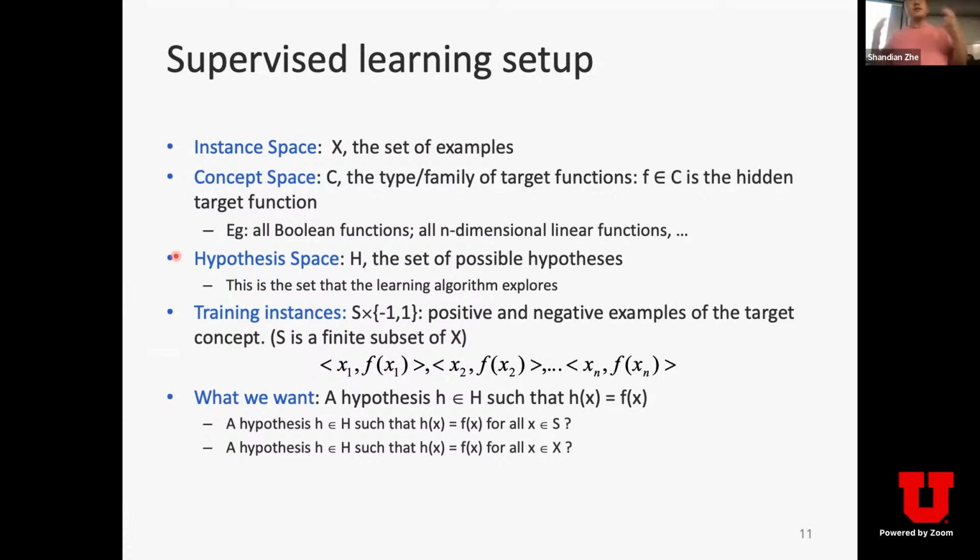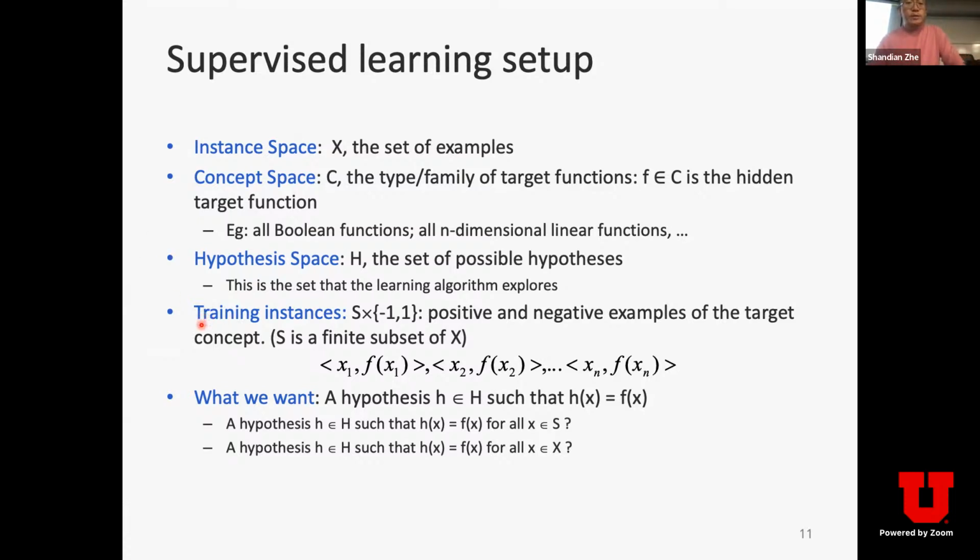But the hypothesis space is actually chosen by your algorithm. Your learning algorithm needs to specify some range of functions, and you want to search over that range of functions. Sometimes your hypothesis space could be very different from the concept space. That means even if you find the best one over your hypothesis space, it's still far away from the ground truth. That is definitely possible. Any other question? Later, we'll talk even more about the difference between the concept space and hypothesis space.